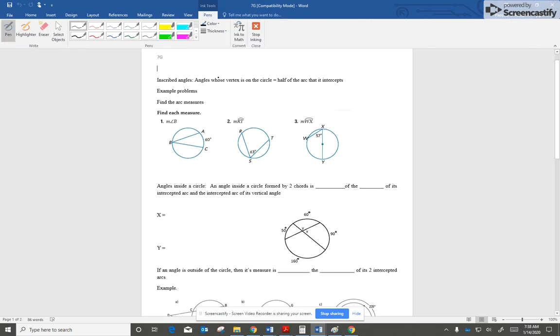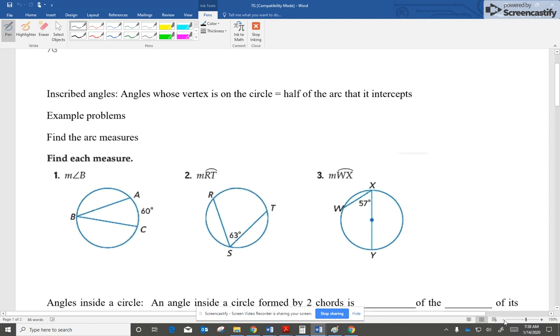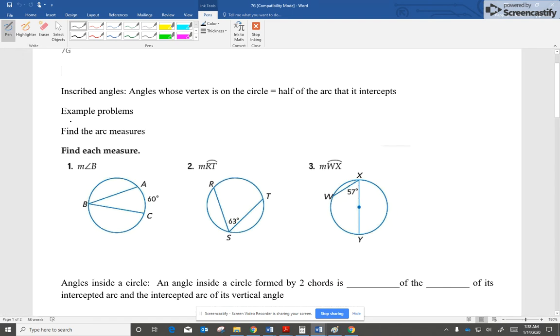Okay, going here on our 7G notes. I want to go over the rules really quickly, and then I'll do all the practice problems on the back, and that'll help you guys do 7H notes for homework tonight. So now we're talking about different angles that are in circles that are not in the center.